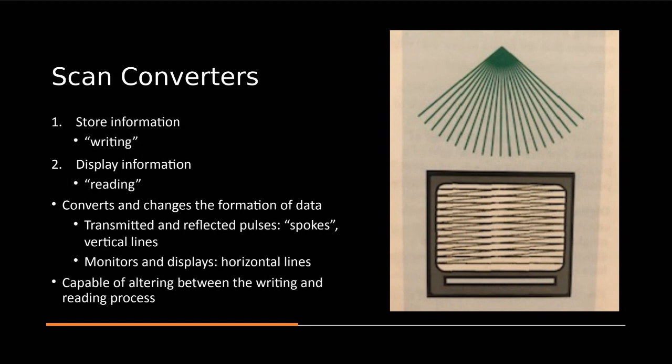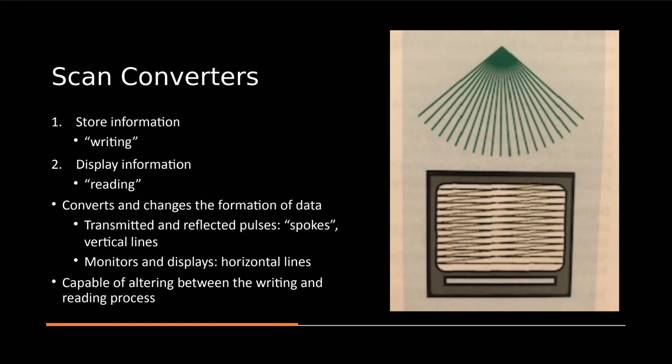So when we get those processed pulses back, right, those reflected pulses, our system sees that as a vertical line. And then our monitors and our actual computer screens are going to represent that as horizontal lines. So how are we going from vertical lines from our transducer and back from the reflections in the body to now horizontal lines that are being displayed on our screen? So scan converters are capable of altering between that writing and reading process of our system.